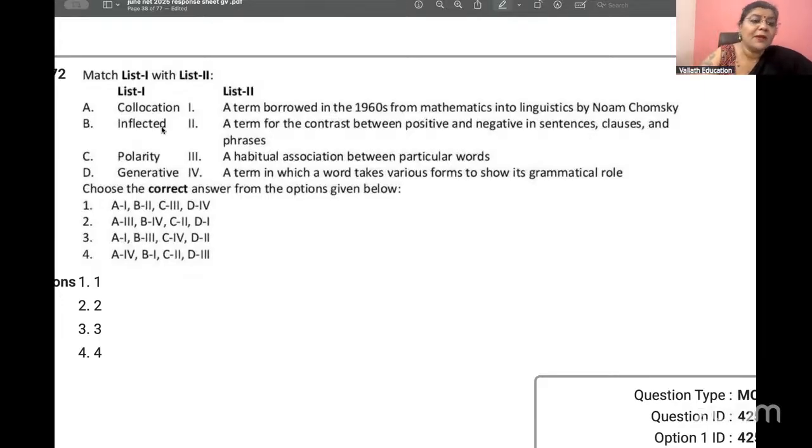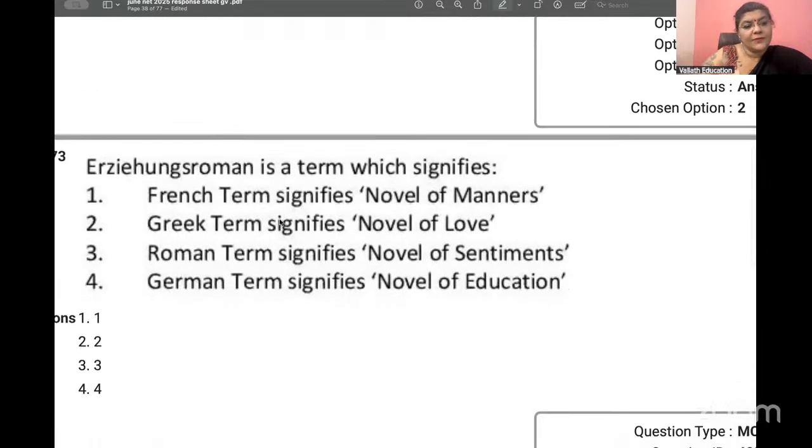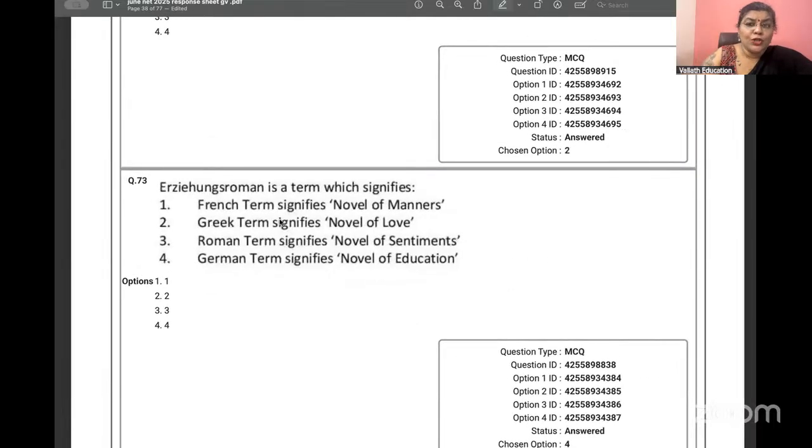Inflection, everybody should know. The word itself changes. I have taught this several times. Generative, you should know. It is borrowed from mathematics into linguistics by Noam Chomsky. Transformational generative grammar. So that also you can get. It is not difficult. Now, Erziehungsroman. If you don't know, it's because you have not studied.